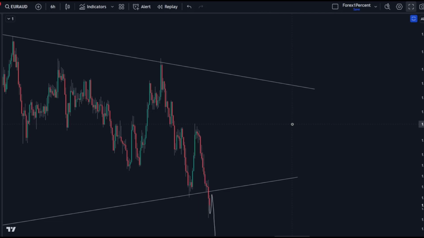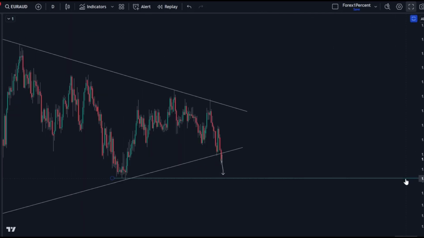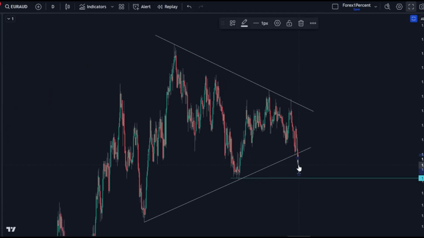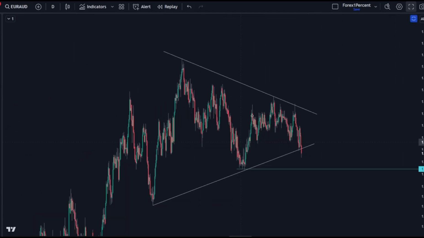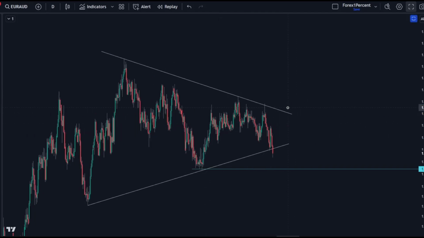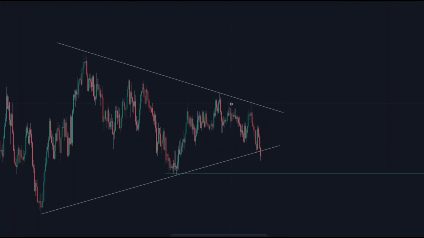So next we have Euro Australian dollar. And so I'll go here to the daily so you can see where we're at. On the daily time frame, we were in this large triangle pattern right here. You can see we were just moving very sideways in this area right here. A lot of sideways chop, and now it seems like our price is finally picking a side, if you will. So we had this rejection here.